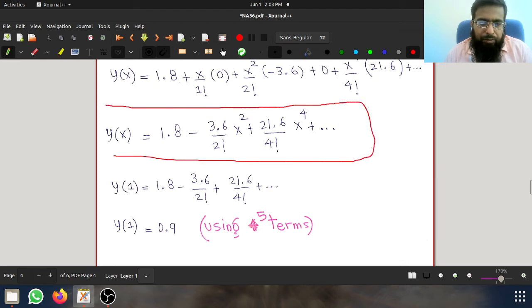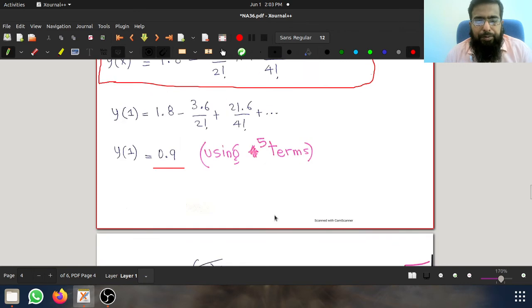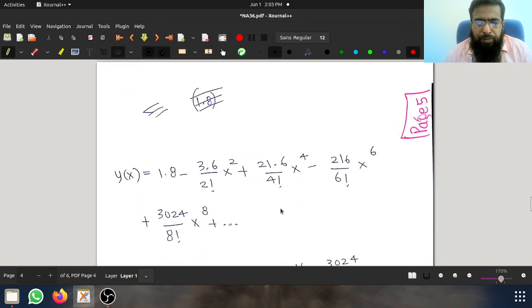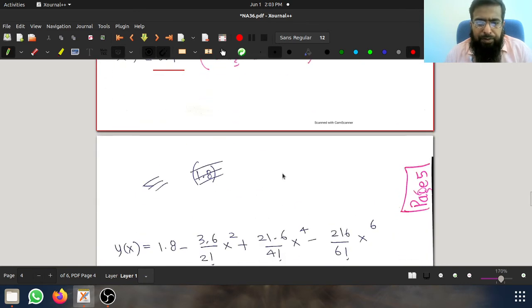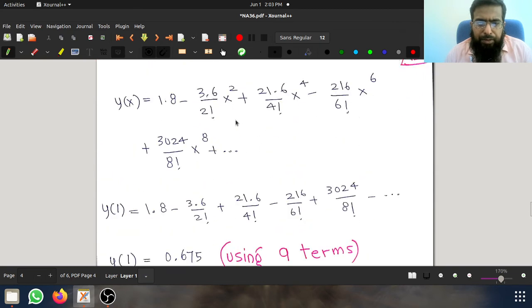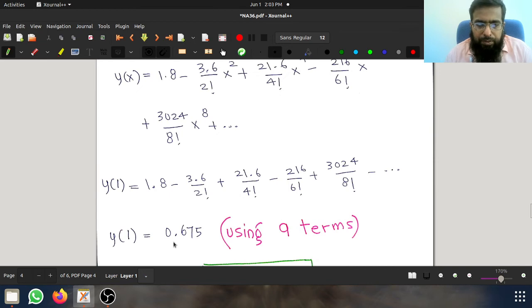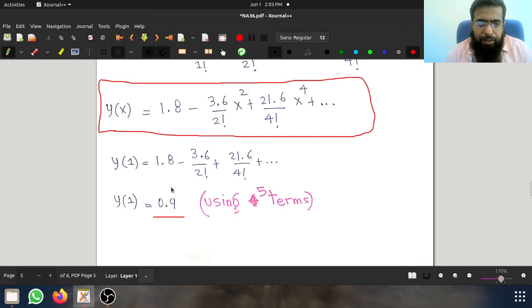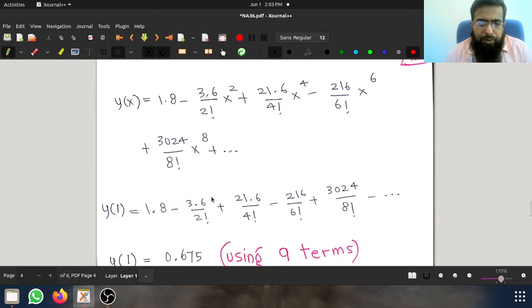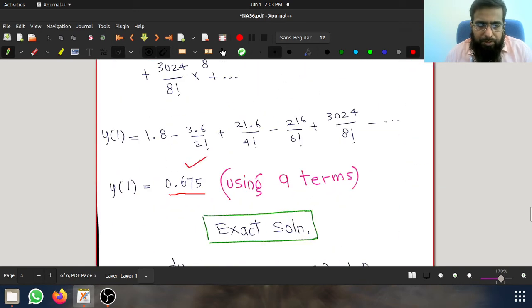And if we use these 5 terms and evaluate y of x at point 1, x equal to 1, y of 1 is 1.8 minus, you replace x with 1, the answer is 0.9. But if, instead of 5 terms, we include 9 terms, the answer is 0.675. So with 5 terms, the answer is 0.9. With 9 terms, it is 0.675.